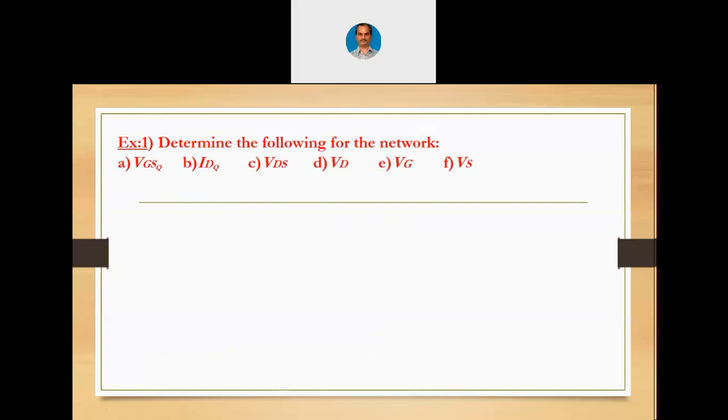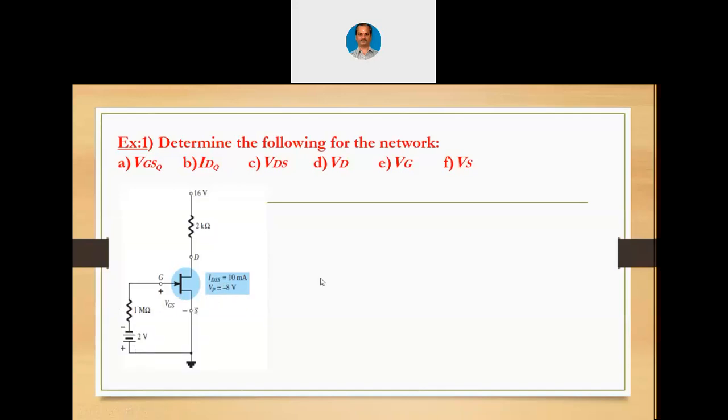Now, let us solve this exercise. I will not tell you to solve this, I only will solve it because it is the first exercise. This is the circuit given, where Rg is given as 1 mega ohms, VGG is given as minus 2 volts, IDSS is given as 10 milliamperes, pinch off voltage is given as minus 8 volts, VDD is given as 16 volts, and RD is given as 2 kilo ohms.